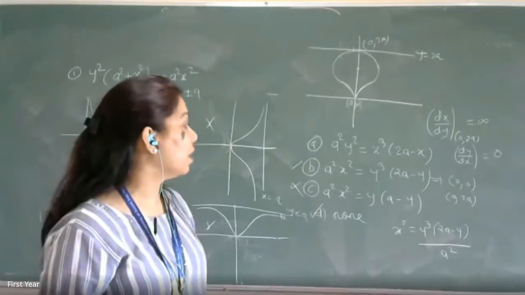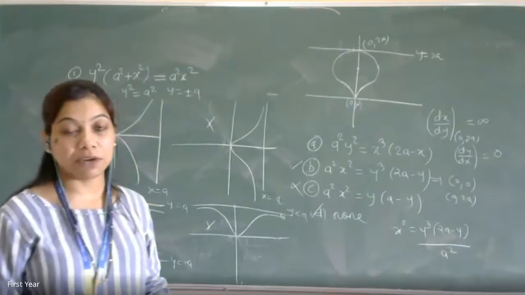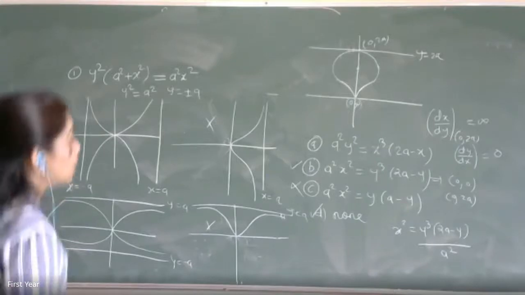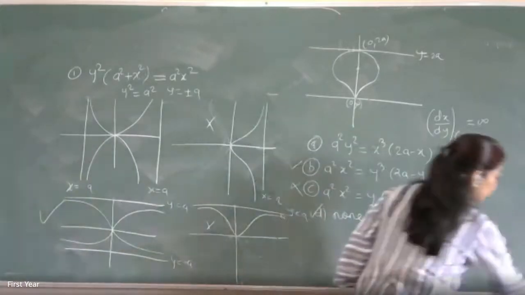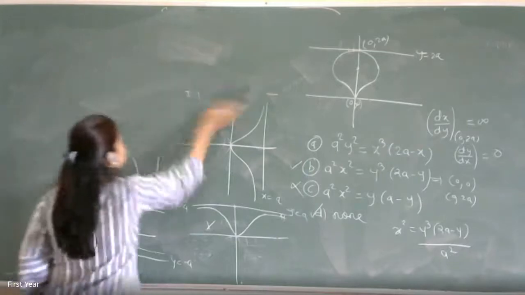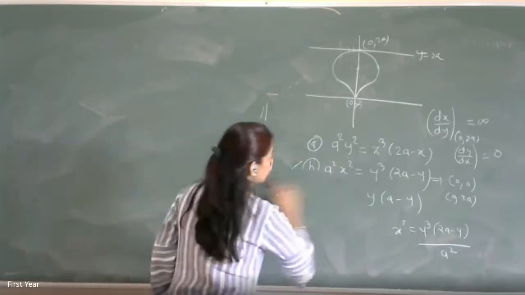Yes, ma'am. They'll ask you about symmetry. Where the curve is symmetric? Second curve, x square is equal to y cube into 2a minus y upon a square. कहाँ symmetric है ये curve? About y-axis. Okay, because you can see that power of x is given, so the curve is symmetric about y-axis. Clear about Cartesian curves? Everyone? Yes or no? Yes, ma'am. Okay.